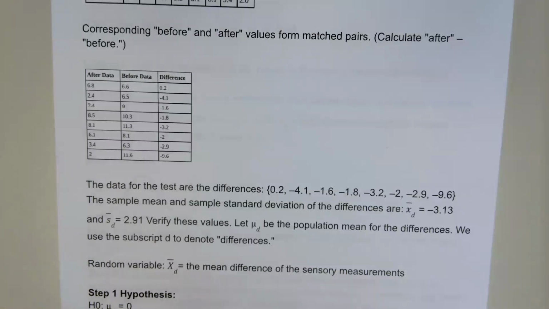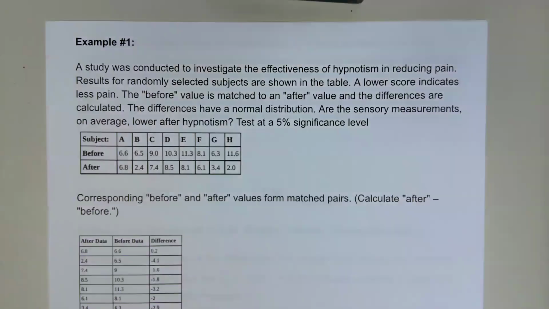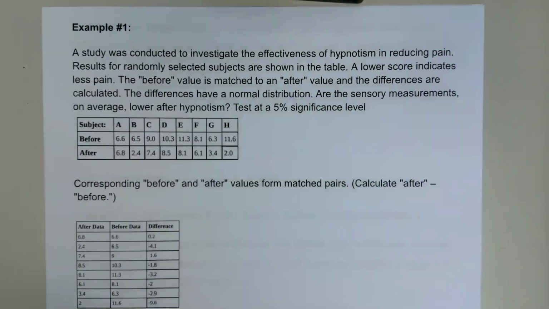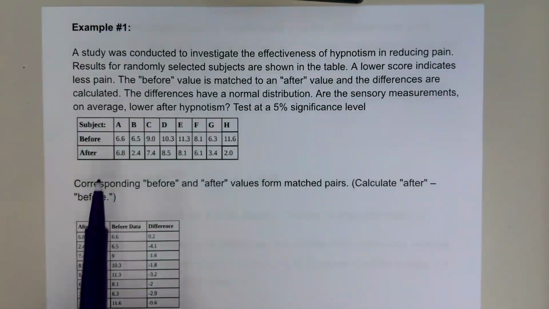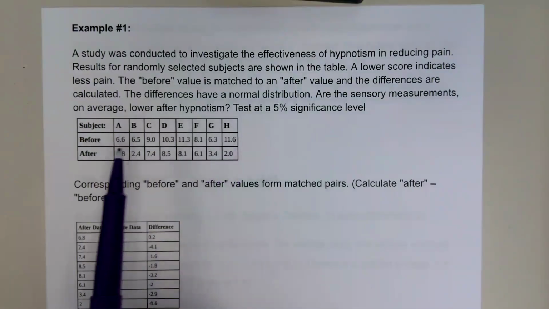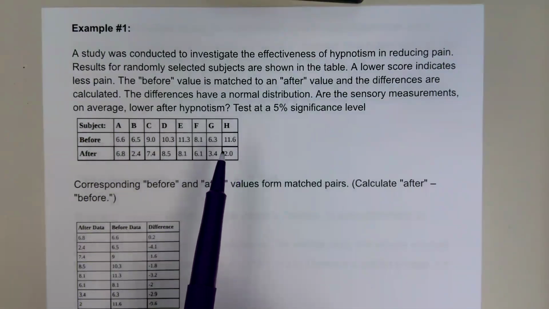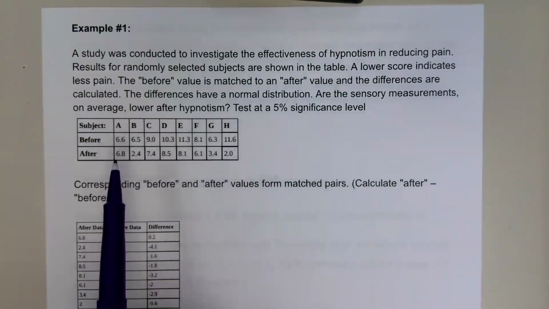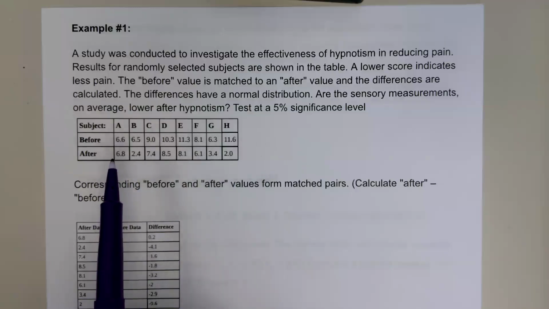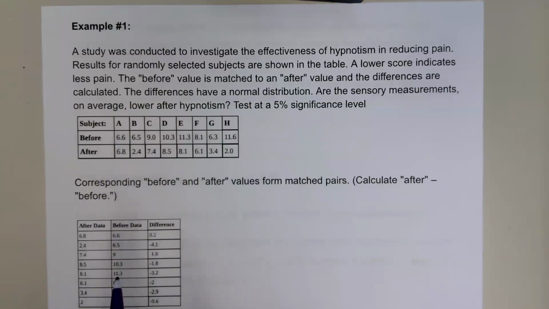So let's go through our first example that I put together for you. It says a study was conducted to investigate the effectiveness of hypnotism in reducing pain. Results for randomly selected subjects are shown in the table. A lower score indicates less pain. The before value is matched to an after value. So they had a pain value before they did their hypnotism, and then a pain value after the hypnotism. So we're hoping that their pain value would go down. It looks like everyone went down in pain value except patient A.